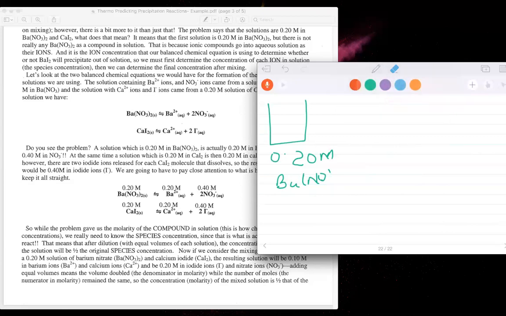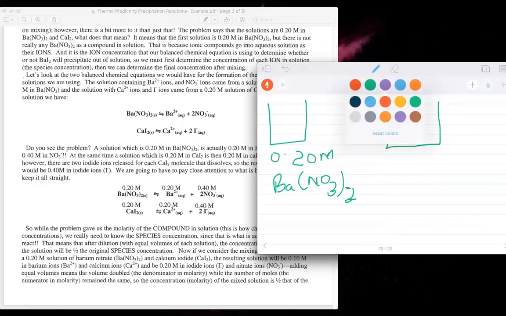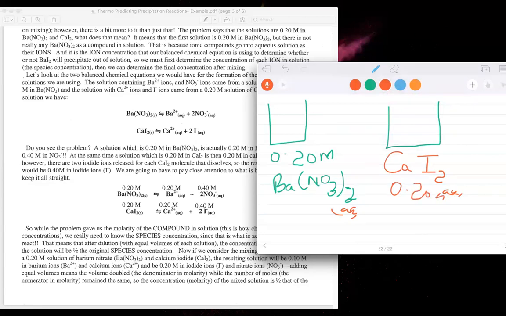Oh, it's not responding. So I put that. Barium nitrate is Ba(NO3)2 like that, and I have my calcium iodide, not nitrate, iodide, and this is aqueous. Let's just assume that it is aqueous. You have 2 reagents. The concentration here is 0.20 molar. We are mixing equal amounts.